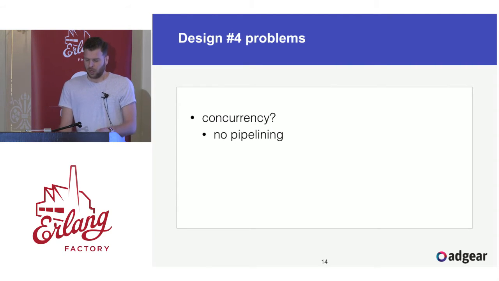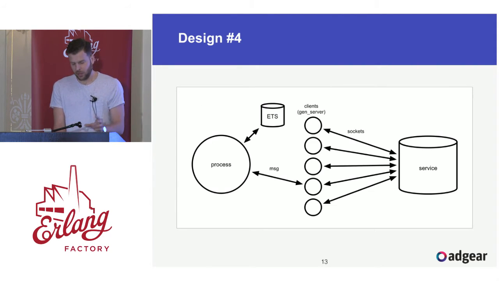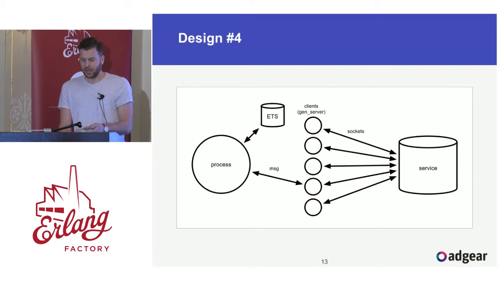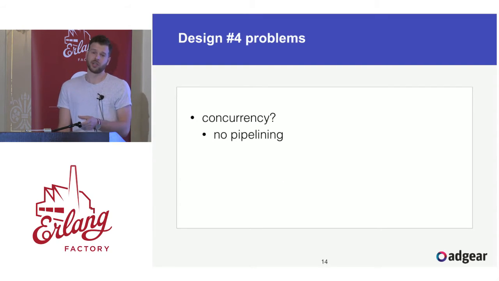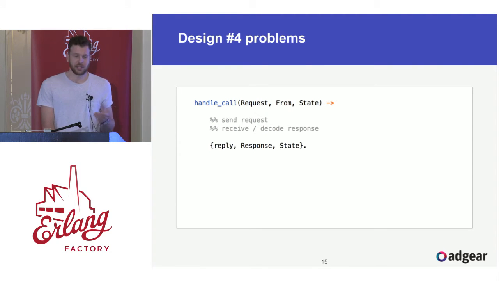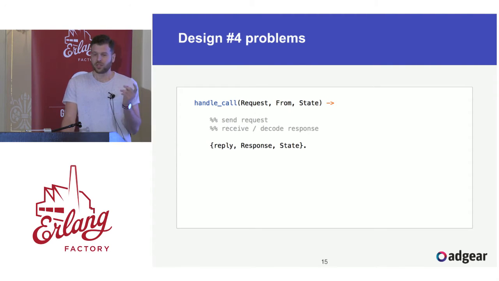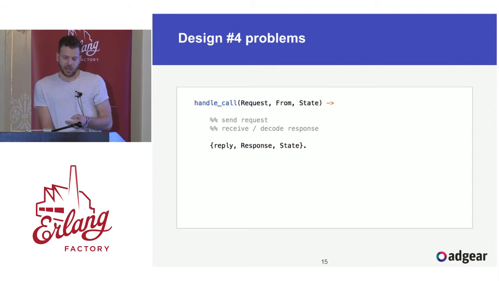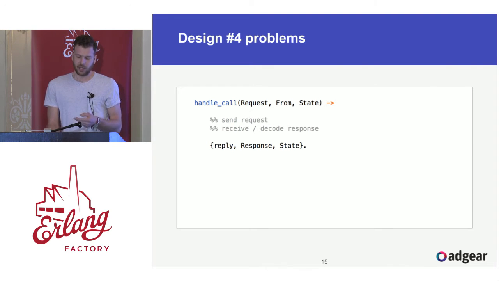Okay, so we've solved the finding the server. Now we need to improve on concurrency. I didn't show the code for the gen server, but the naive approach in gen server would be that you get handle call, you send the request, receive the request, and reply directly. The problem with that is obviously it's not really concurrent because it can only handle one request at a time.